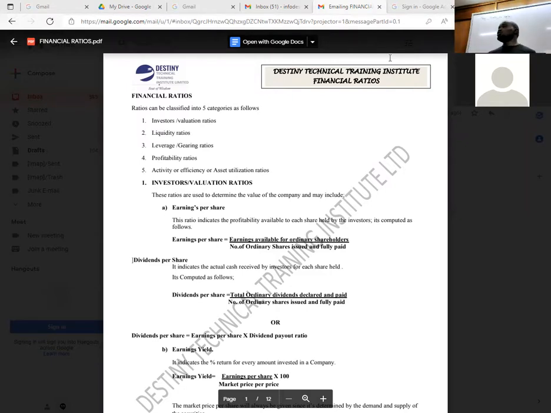So financial ratios. Ratios can be classified into 5 categories as follows. We have investors or stock valuation ratios, liquidity ratios, leverage or gearing ratios, profitability ratios, and activity, efficiency or asset utilization ratios. Activity or efficiency ratios are also known as the turnover ratios.